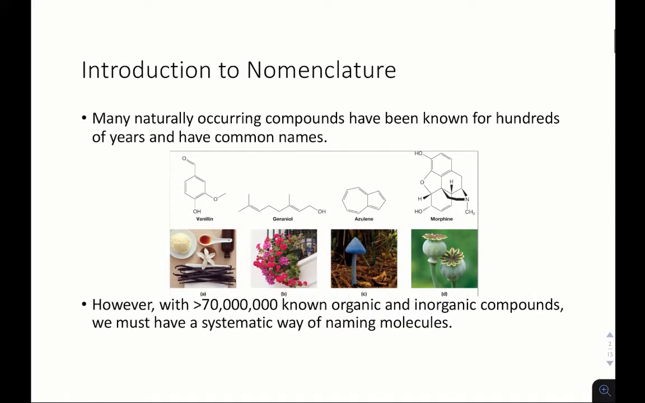Now, there are many compounds that are naturally occurring and have been known for hundreds of years, such as the ones that are shown on this slide, and they have what's called a common name. However, with over 70 million known organic and inorganic compounds, we must have a systematic way of naming molecules. Otherwise, we would just have to memorize 70 million common names, and obviously that is not possible. So knowing some common names is good, but we need to have a systematic way for naming anything.